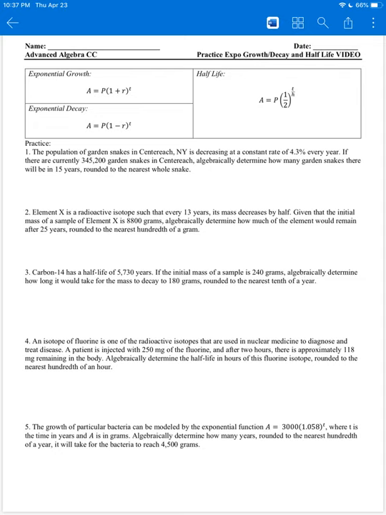So if we start with number 1, it says the population of garden snakes in Center Reach, New York is decreasing at a constant rate of 4.3% every year. So it's decreasing at a constant rate of 4.3%. This is an example of exponential decay. Okay, so you're going to write the exponential decay formula down. That way you're not even worrying about what formula to use. A equals P, 1 minus R raised to the power of T.